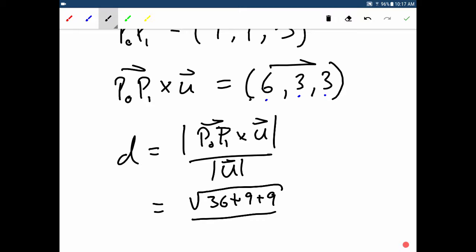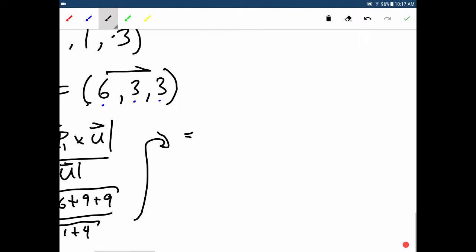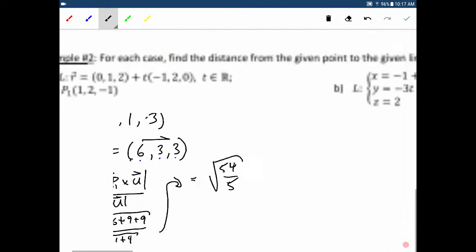And then I'm going to divide by the magnitude of the u vector, which is going to be the square root of 1 plus 4, and I'm just going to write plus 4, not plus 0. Then we'll pick it up over here, and we get the square root of 54 over 5. And there you go. That's it.